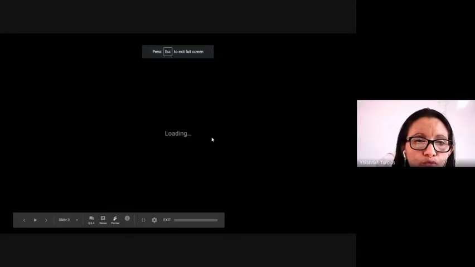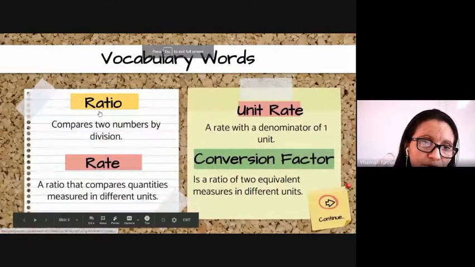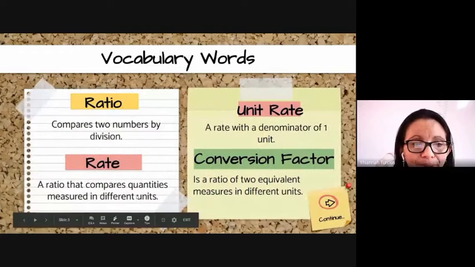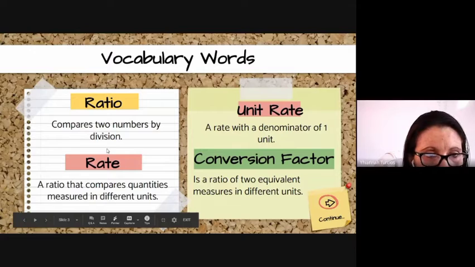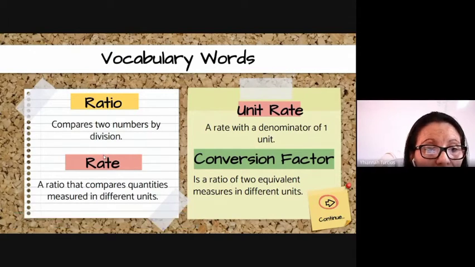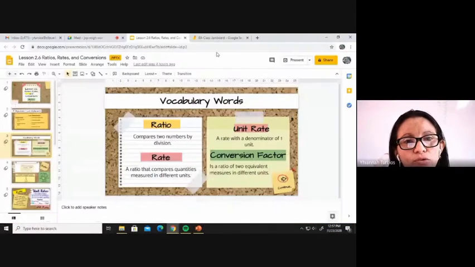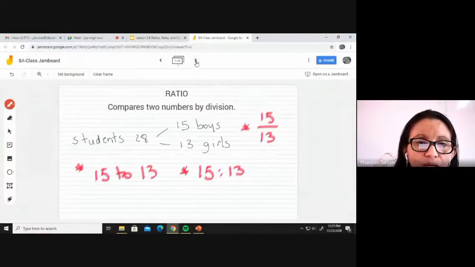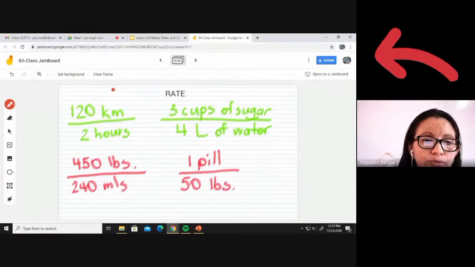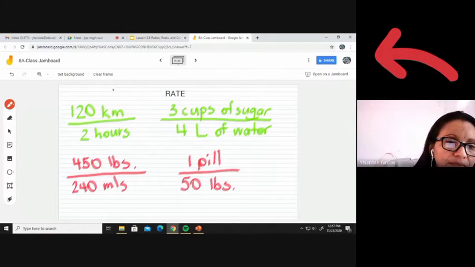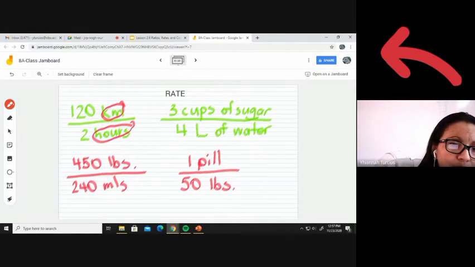Then we have the word rate. Rate is an example of a ratio. A rate compares quantities measured in different units. So that means we're still talking about a ratio, we're still comparing two numbers, but we are using different quantities measured in different units. When we talk about units, in this case, for example, kilometer is a unit of length, and hours, that is a unit of time. We are comparing 120 to 2, okay? And these are the units.